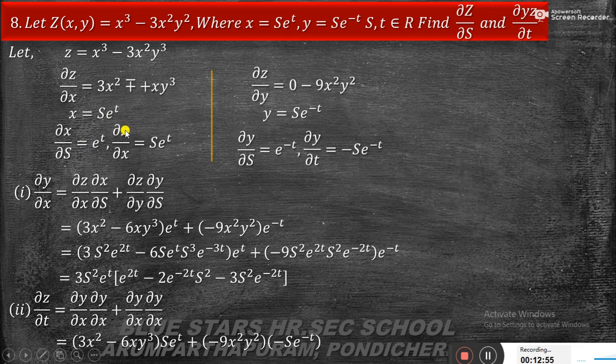∂x/∂t, here t will come, equals s into e power t. Next, ∂z/∂y, differentiating with respect to y on both sides. For x cube, there is no y variable, so its differentiation is 0. So the first term is 0, minus 3x square, and we differentiate only y cube, whose differentiation is 3y square.